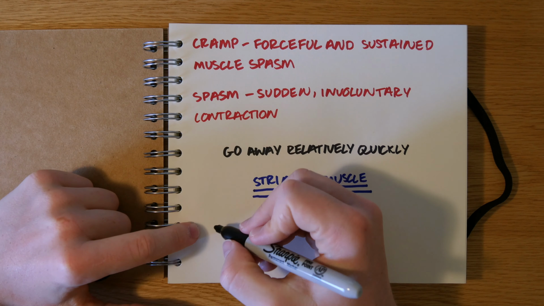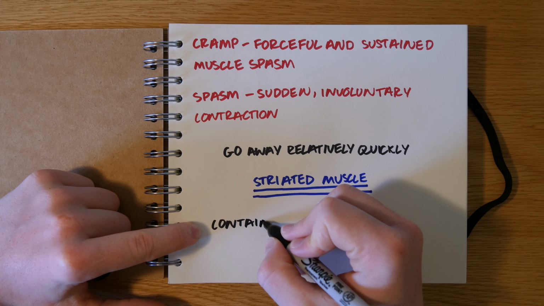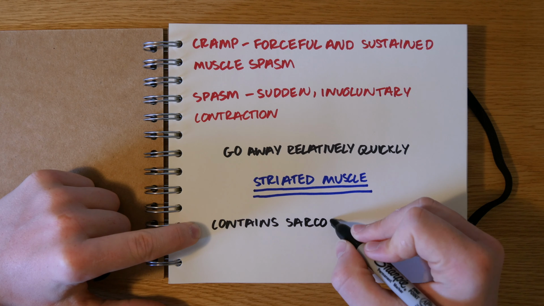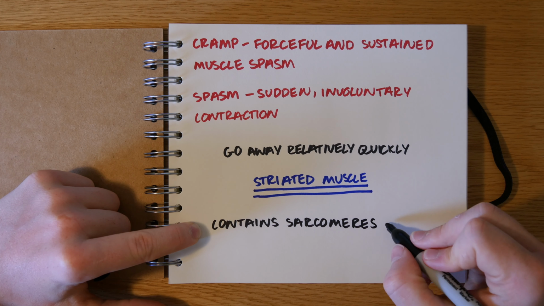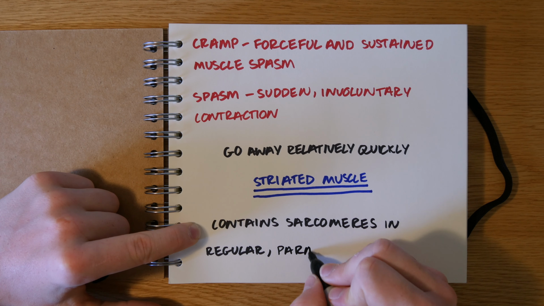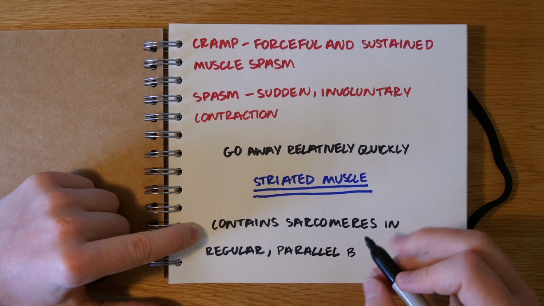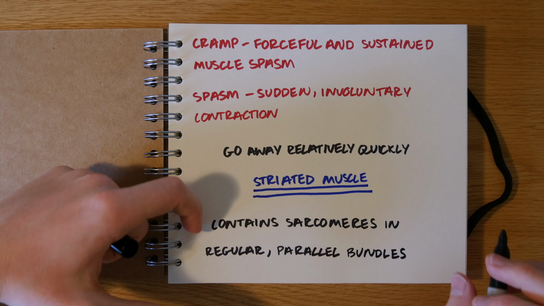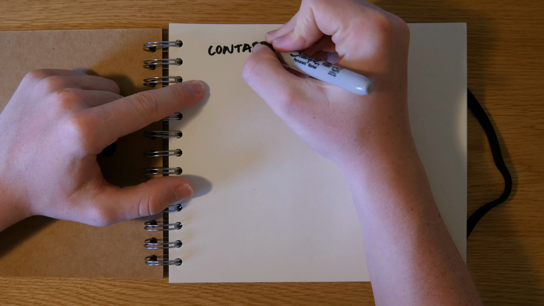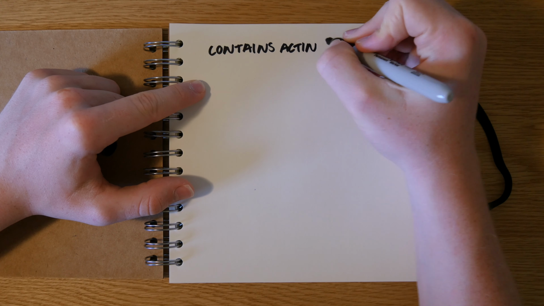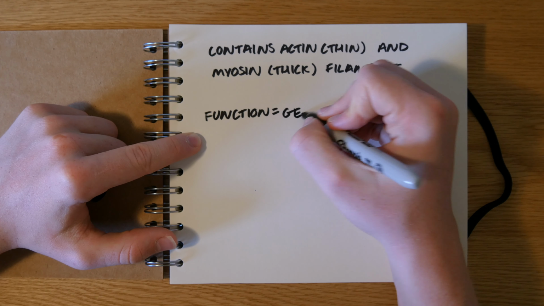There are two types of muscles, the first of which is striated muscle tissue. This type of muscle contains repeating functional units called sarcomeres, arranged in regular and parallel bundles, resulting in a streaked appearance. These sarcomeres contain the two primary protein filaments, actin or thin and myosin or thick, which help to achieve striated muscles' primary function, contracting and generating force.